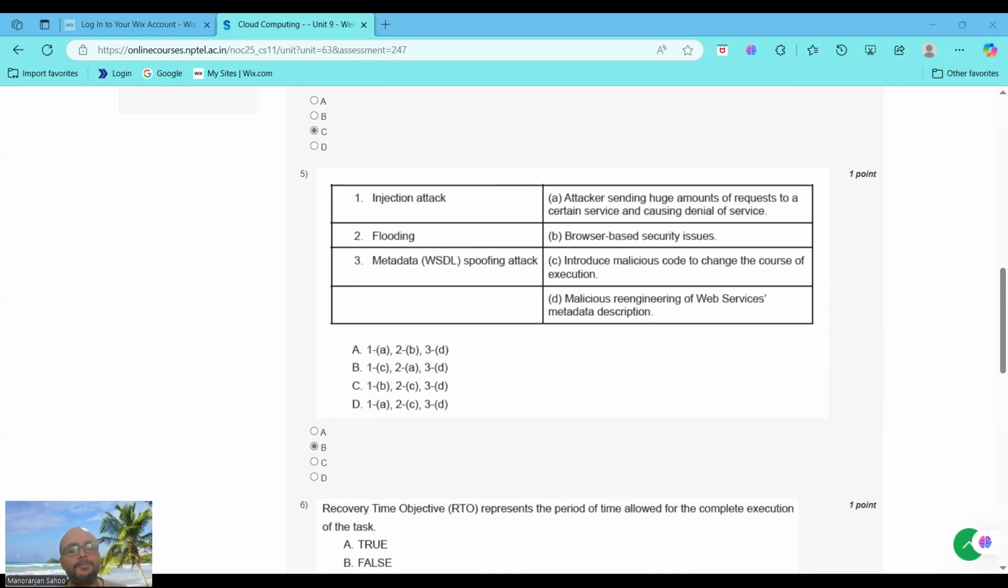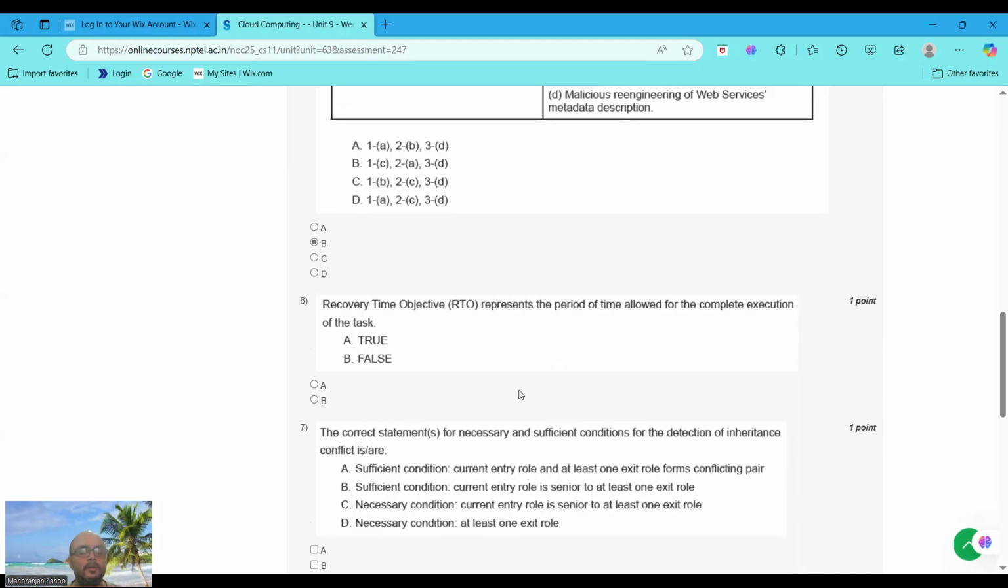Injection attack first. What does injection attack mean? For injection attack, you can choose option C, then two, option A, and three, option D. Got it. Moving to question number 6.